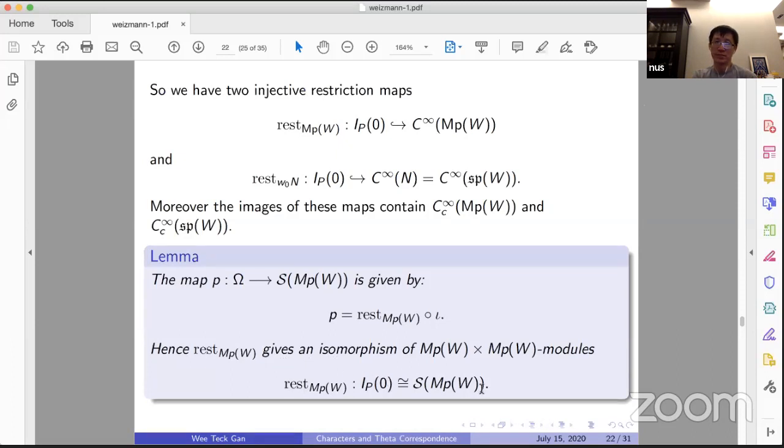In particular, we see that this restriction map gives an isomorphism of the degenerate principal series with the space of test functions as MPW cross MPW modules. This is quite easy to show. It's just from the formula, because iota was explicitly given and so on.